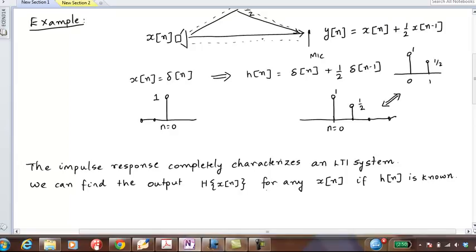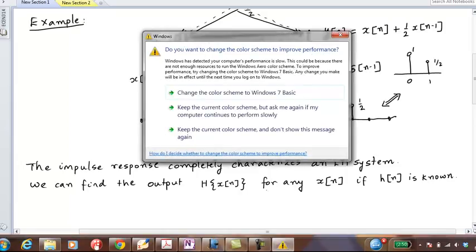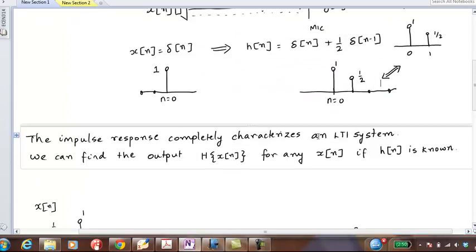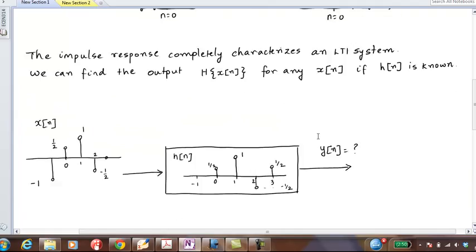So I'm going to try to explain why this is possible and what the exact relationship between the output and x of n and h of n is. To do that, let's look at an example.